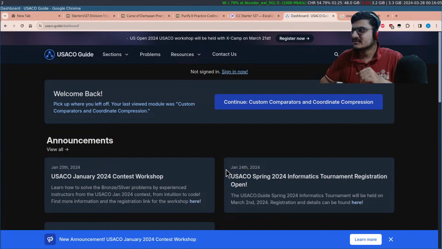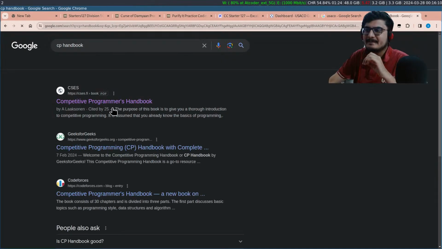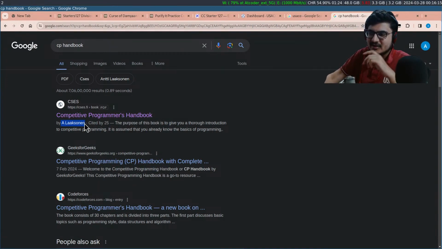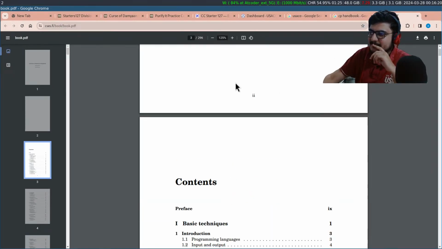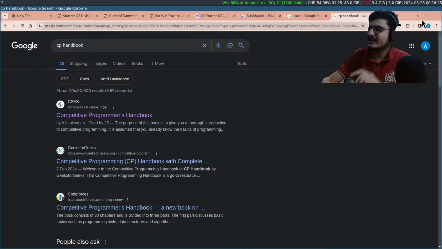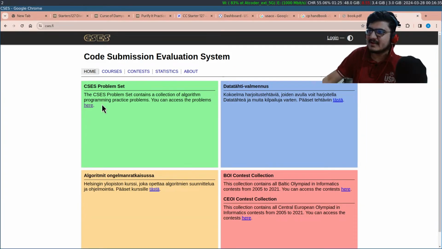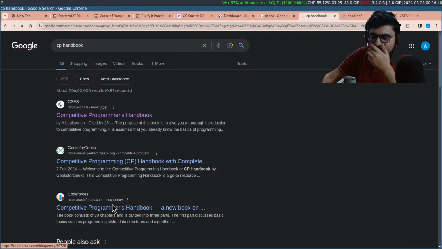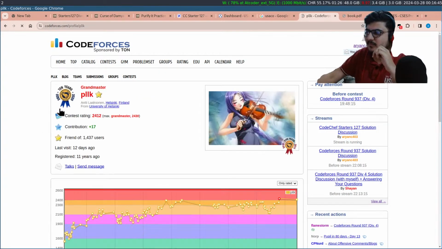Similarly, we also have the CP Handbook by Antti Laaksonen, I hope I'm pronouncing the name correctly. He created this book. It has around 300 pages, and it is also organized topic wise. He's also the person who created the CSES problem set. So you can read this book and try to solve these problems. It also has some standard problems. And the person who wrote the CP Handbook is a Grandmaster on Codeforces.